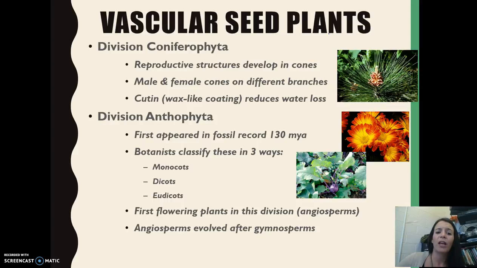And there's 2 more. So Coniferophyta, these ones have structures that are in cones. So they have male and female cones on different branches, and they have a wax-like coating called cutin that reduces water loss. If you've ever felt pine needles, you've felt this. And finally, Anthophyta. So these first appeared in the fossil record 130 million years ago, and here's the way they're classified, back to that monocot, eudicot. And they were also the first flowering plants in this division.